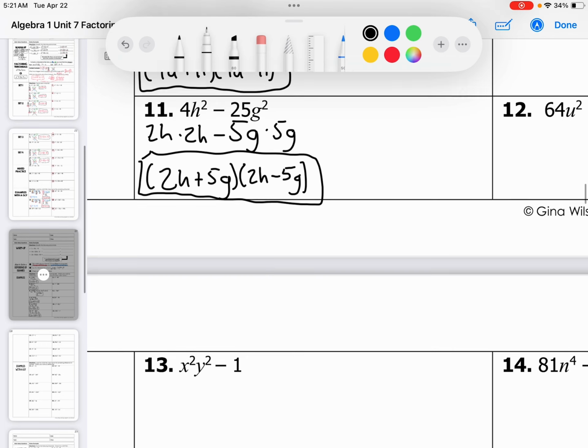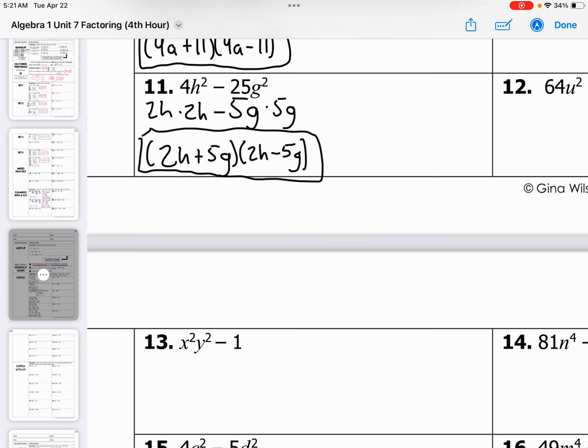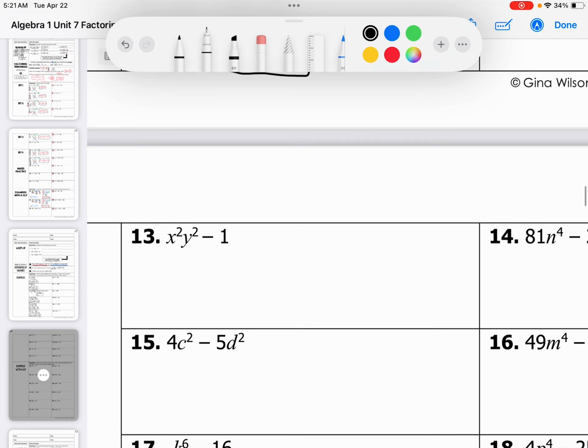Okay, moving on to the back side. This one I have more than one variable, number 13. We're still going to do kind of one variable at a time, just as we normally do. So for the x squared, that would be x times x. And for the y squared, that would be y times y. So this is going to be xy times xy. We have the minus sign that we need in the middle, and 1 would be 1 times 1.